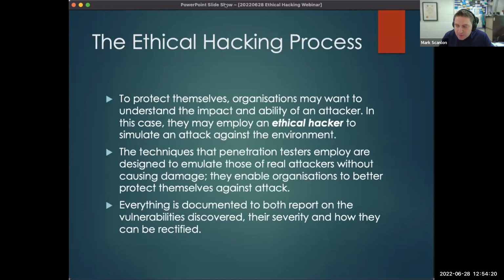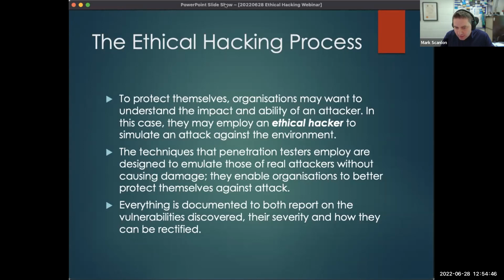In terms of just a quick taster of the process, ethical hacking is a business whereby organizations will hire an ethical hacker or a hacking team, whereby they employ them to test their system. So can they break into their system? The tools and techniques that they use are exactly the same as what's used by malicious hackers. So they emulate exactly what a real attacker would do.